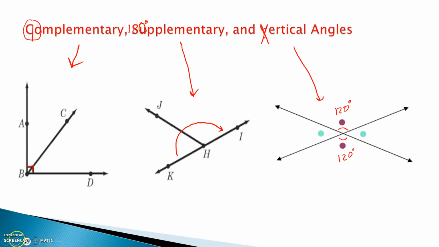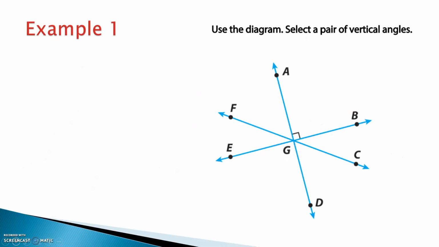All right, so let's jump into the actual examples today. What I want you guys to do is pause the video here, try it out by yourself, and then we'll continue. All right, so the example says, use the diagram. Select a pair of vertical angles. All I want you guys to do is identify 2 vertical angles. Remember, vertical angles are 2 lines that are crossing, and those angles are congruent, on opposite sides.